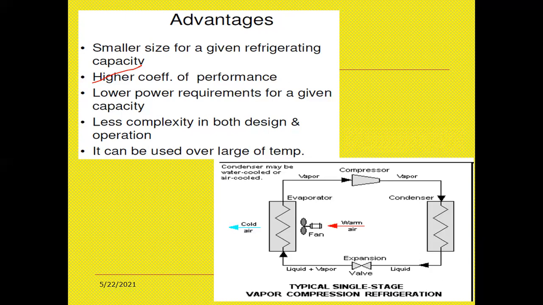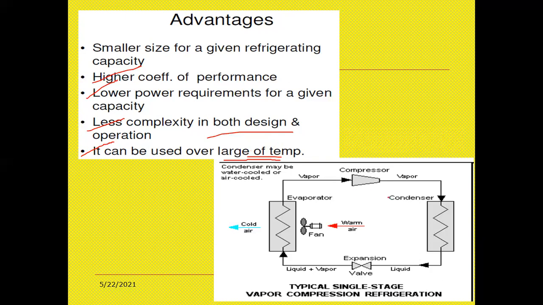That is the meaning of this point: less complexity in both the design and operation. Next, it can be used over a large temperature range. So this type of VCR system can be used over a large temperature range. So these are the main advantages of this vapor compression system, right?